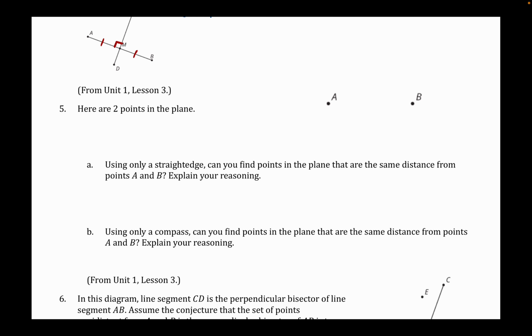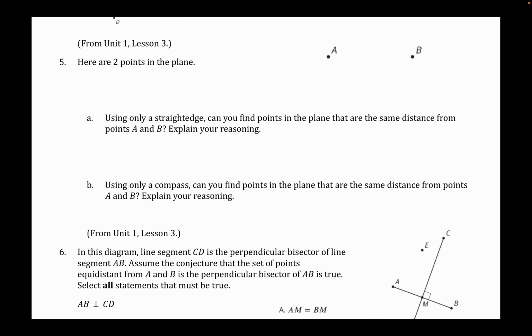Let's look at question 5. So question 5 here gives us 2 points in the plane, A and B. So the first part of this question is asking, if we're only using a straight edge, can we find points in the plane that are the same distance from A and B? And to explain our reasoning. So can we use a straight edge? Well, a straight edge just allows us to draw straight lines.